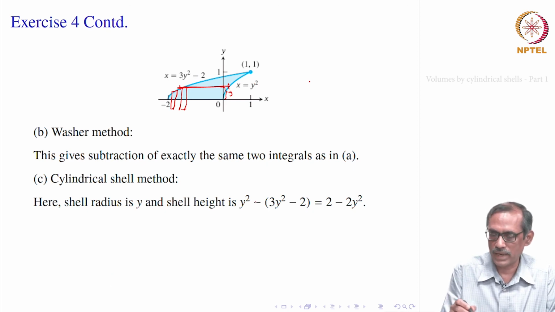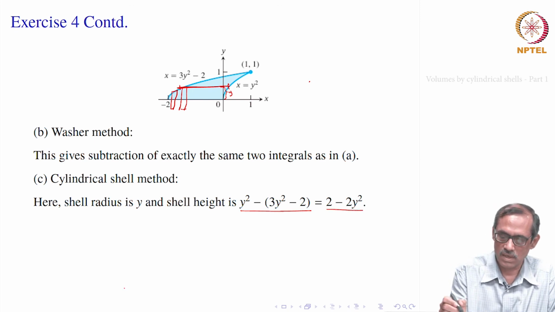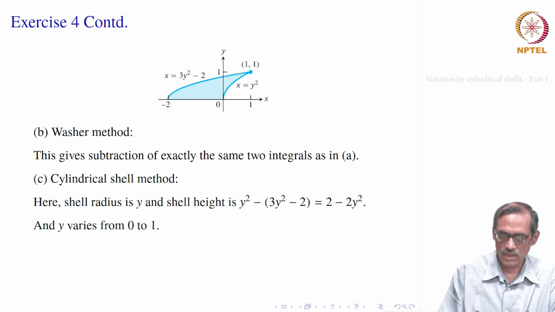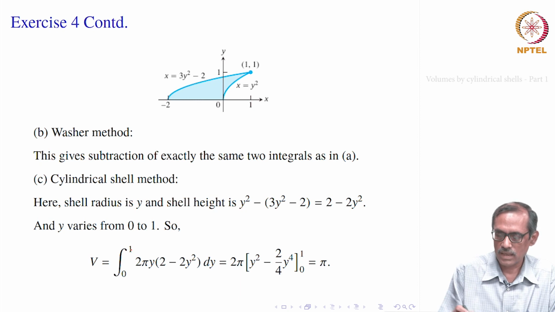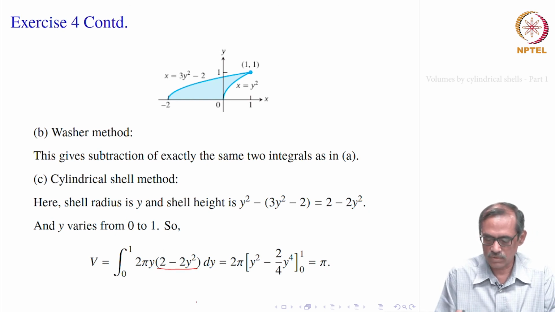So, it is y² minus (3y² minus 2), which is 2 minus 2y², that is the shell height, and the shell radius is y. Therefore, the volume is the integral from 0 to 1 of 2 pi y, the shell radius, times (2 minus 2y²), the shell height, dy. That gives 2 pi times (y² minus y⁴/2), evaluated at 1 and 0, and that again gives the same result, pi, as we verify.